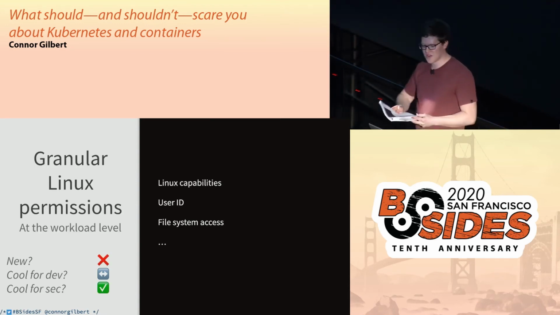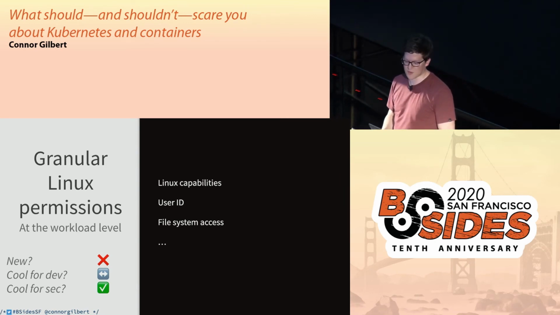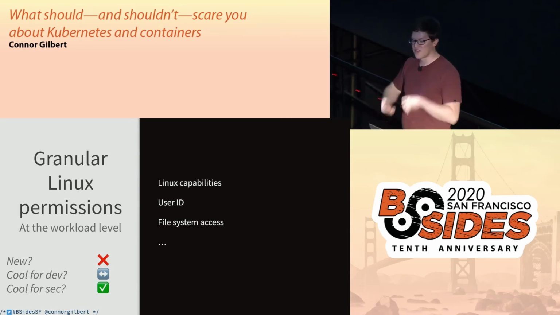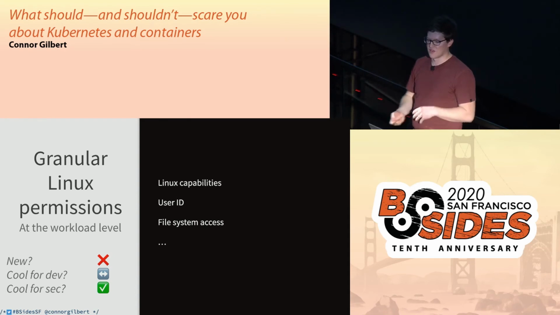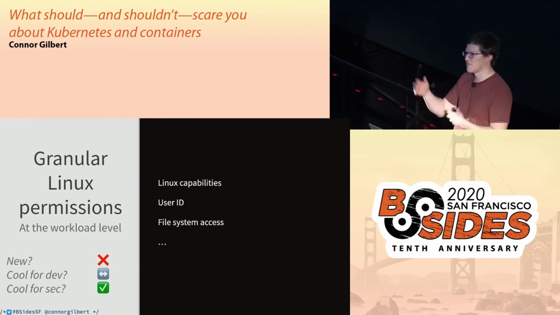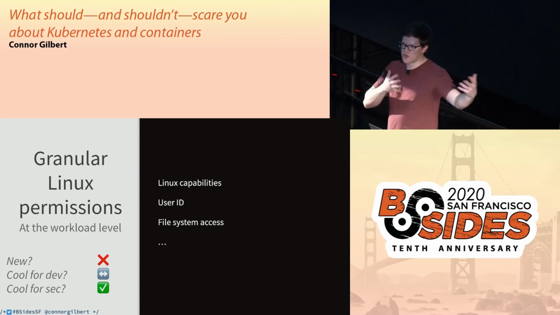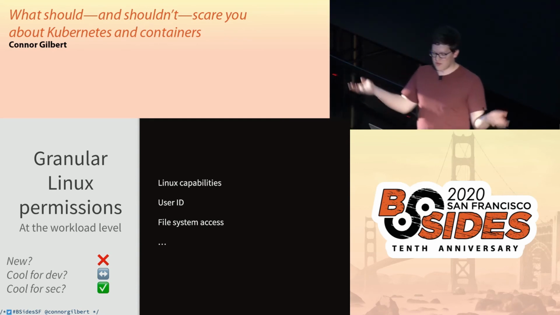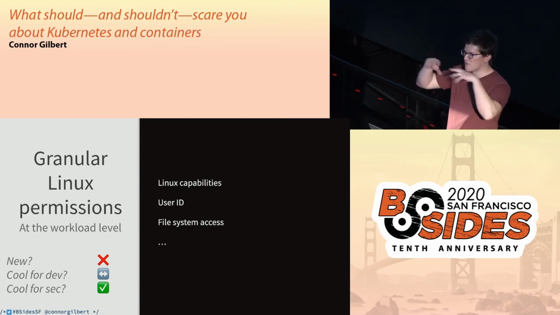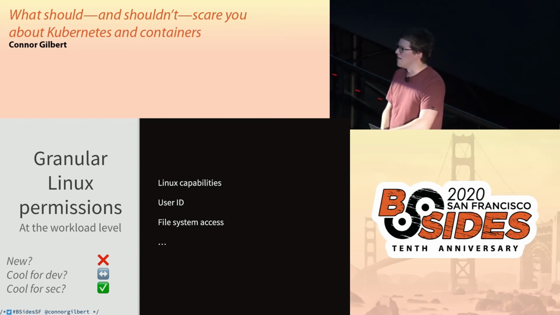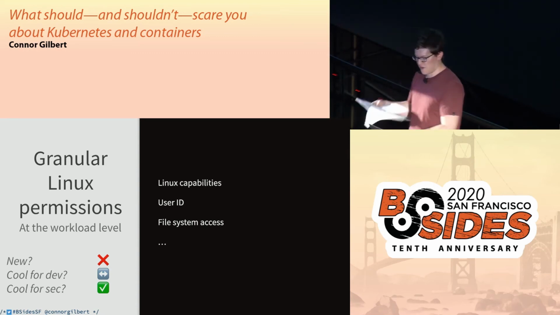So one of the other things about having all the standard APIs is you've got granular Linux permissions. So capabilities, user ID, what kind of file system access you might have. Not new primitives, neutral for dev maybe, but because they're in this discoverable format, I think that's actually a pretty big net win for security.